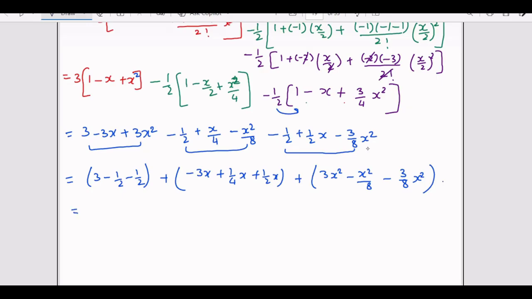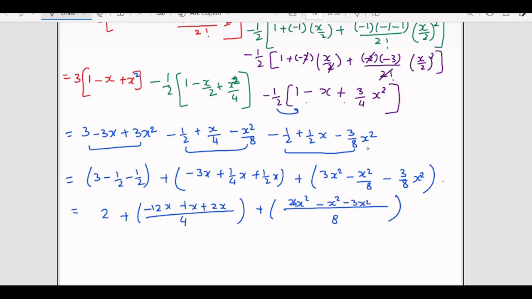So now you just simplify this, and this is 1, 3 minus 1 is 2, plus then we can have LCM, it's 4, it's negative 12x plus x plus, I think you can manage it now, it's just the algebra part, but be careful while doing the calculations. This is 24x squared minus x squared minus 3x squared. Okay, so I got here 2 minus this becomes 9 over 4x plus 20 over 8x squared.